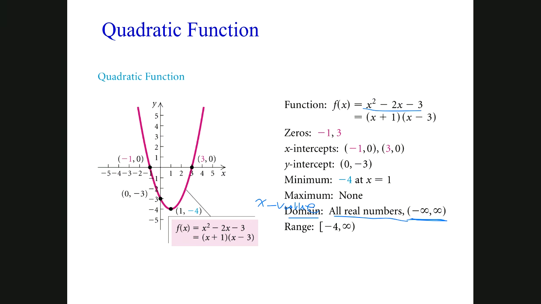And what is the range? Range is the y values. So what is the y value in here? If you look at this one, we have a y minimum, and my minimum y is negative 4, and this keeps going up and up. So the range is from negative 4 to infinity. Of course, the graph passes through the vertex, so we have to include negative 4. We have to include the minimum. So that is the quadratic equation for this one right here.